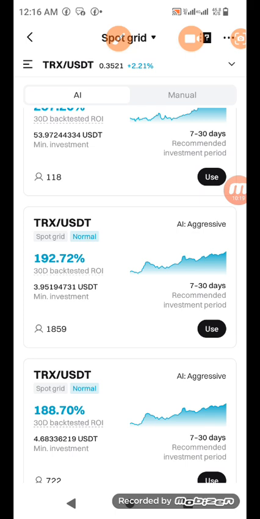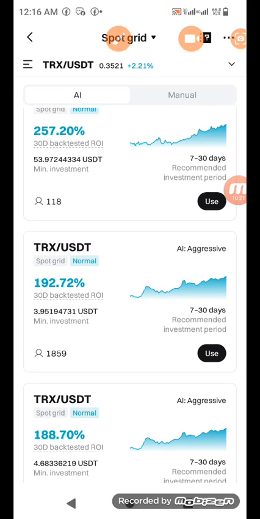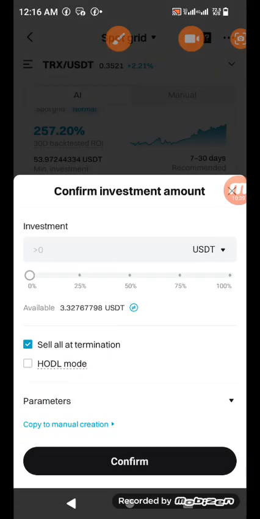Now, let me assume I choose this aggressive AI, this TRC by USDT, and this one is 3 point something, and this is the 7 to 30 days recommended investment period. And look at how many people are already in this: 1,859 persons. I click on use. I want to show you something. Now, when you click on use, actually I don't have up to that amount.